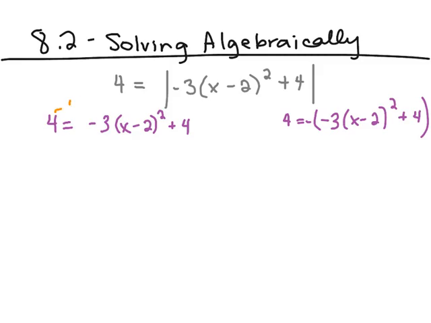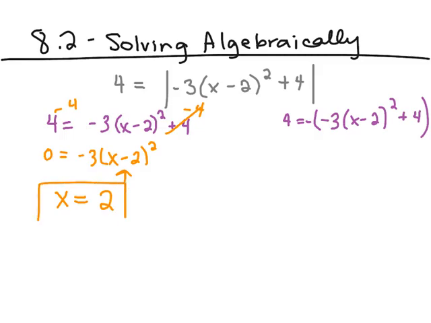So we're going to subtract 4 from both sides. So we have 0 is equal to negative 3 times x minus 2 squared. That means that x has to equal positive 2, because it's already factored. So this is one solution, x equals 2. We can verify this by plugging it into our calculator. So 4 is equal to the absolute value of negative 3 times 2 minus 2 squared plus 4. This cancels, so we have 4 is equal to the absolute value of 4, which is correct.